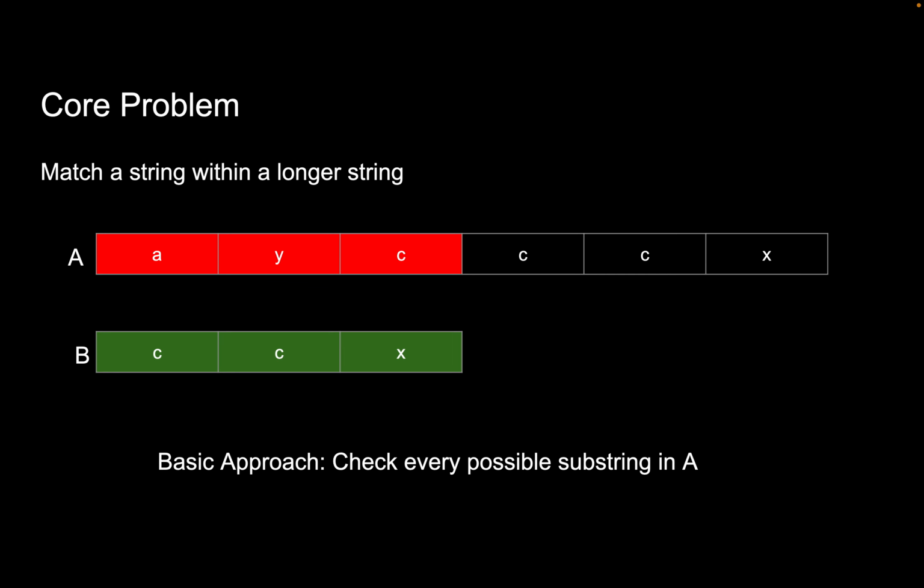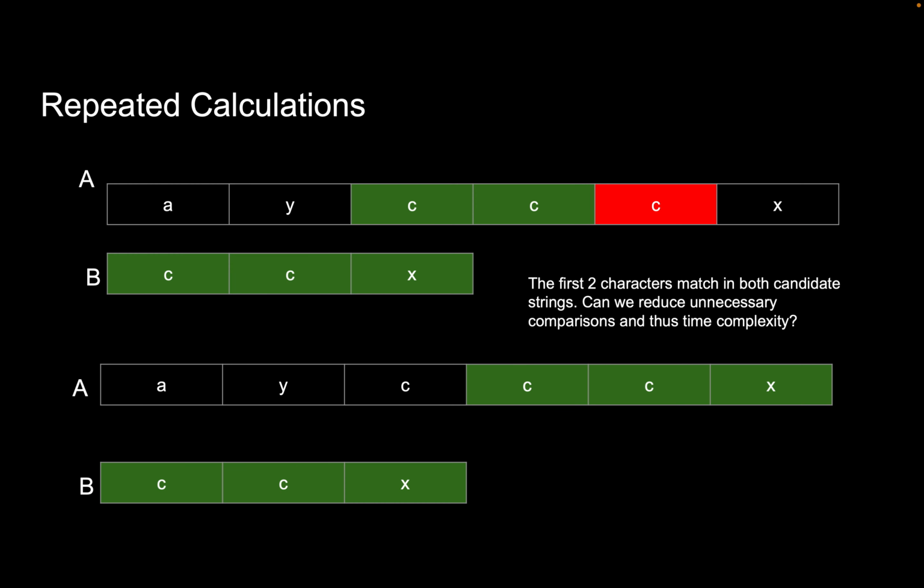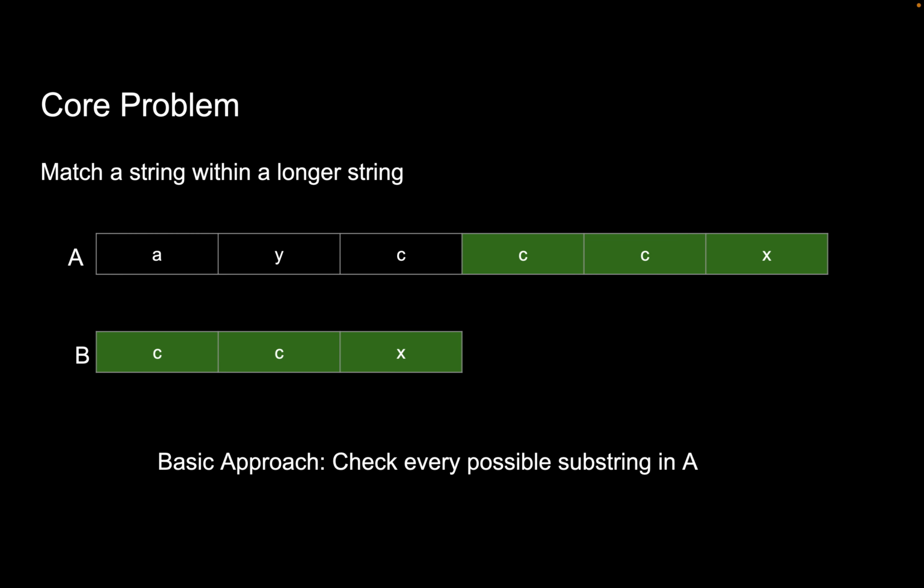As you can see, we start at the first index in A. Then notice that there's no match. Then we check every single size three substring in A, and then we notice that only the last one matches, and we return that value. So you see, this is kind of inefficient, as we need to run through every single index.